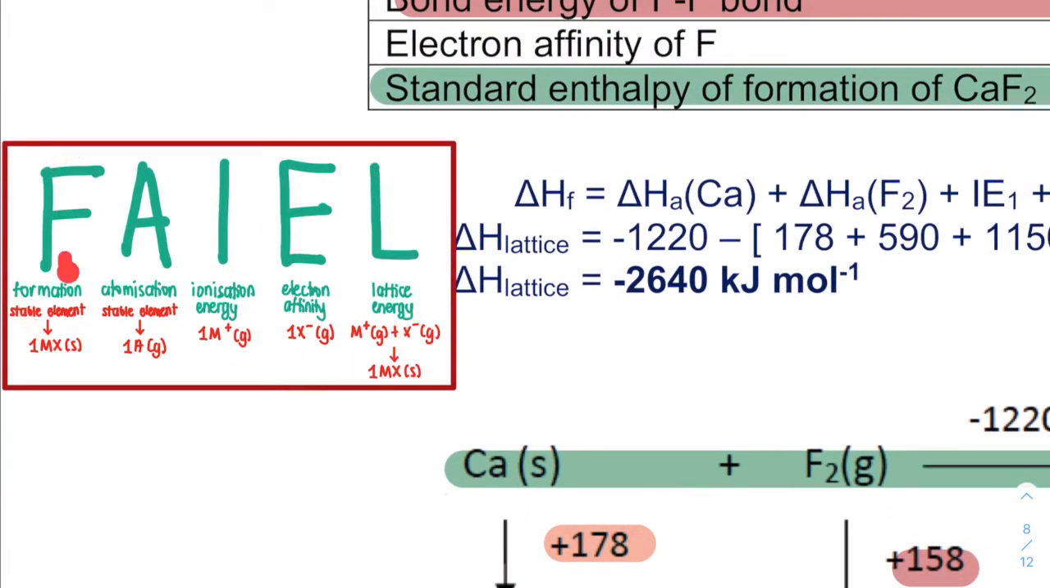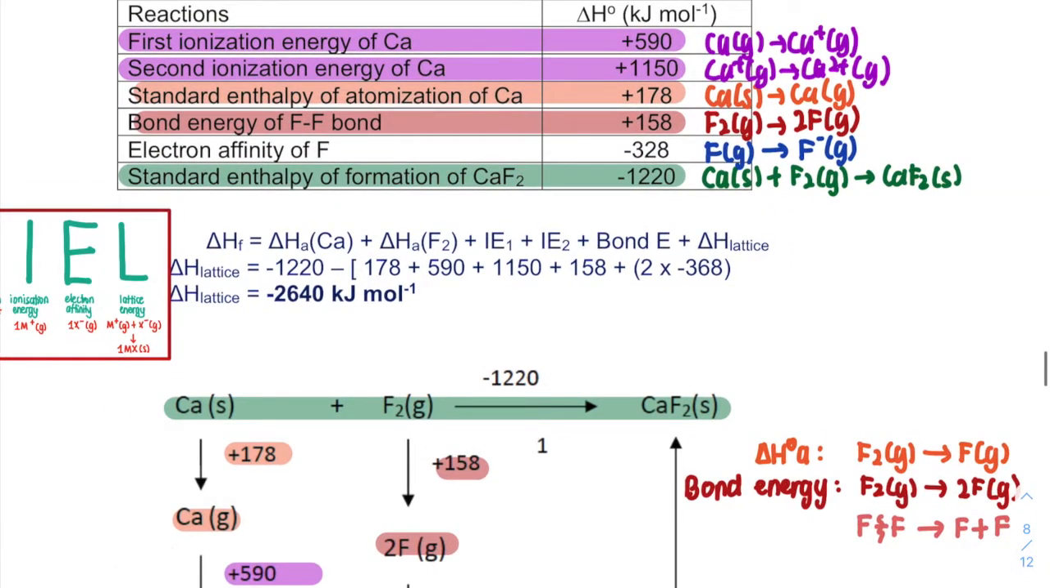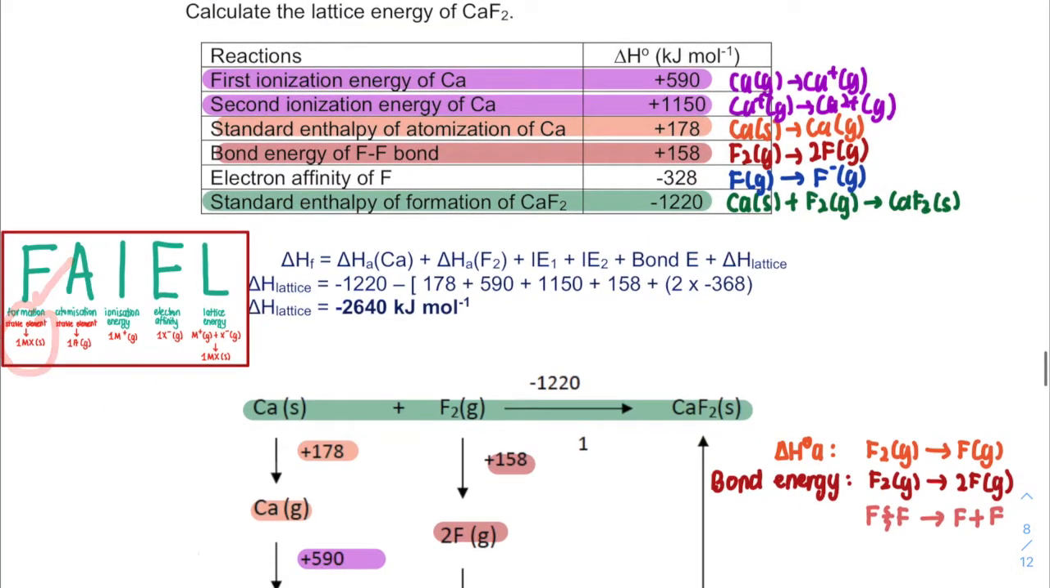Remember, for the Born-Haber cycle, it must be ΔH lattice. F is the formation, must be from our stable elements. So, CaF2 must be from calcium solid plus F2 gas. This one is already balanced, so this is our formation. Atomization is when 1 mole of atom is formed from stable element. So, this is atomization of our calcium. But here is the bond energy of the F-F bond.